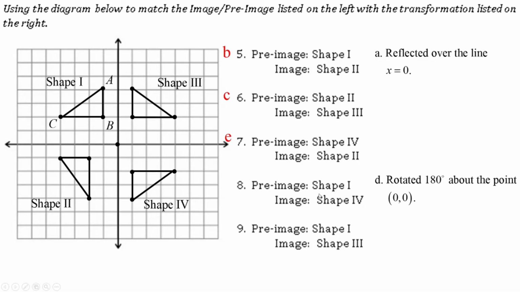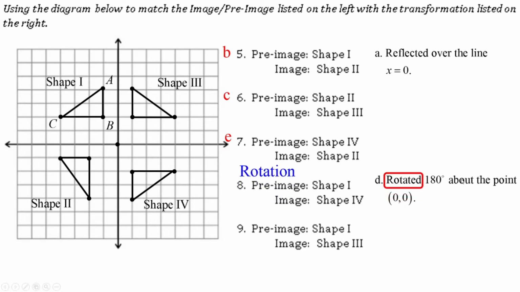8, the pre-image. We're going shape 1 to shape 4. Shape 1 to shape 4. Okay. Now, is that going to be a reflection or a rotation? I don't know. It looks to me like we're rotating, you guys. All right? Because let's kind of picture it. Am I rotating just 180 degrees? I think so. And look at, here's the only rotation right there, so I think it has to be D, but let's double check.